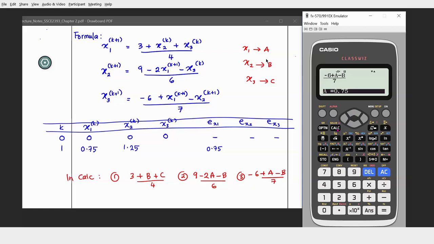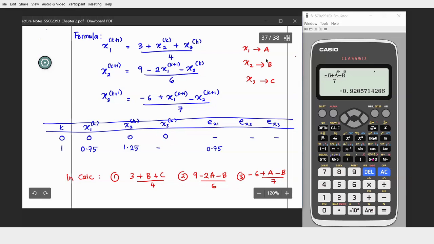Okay, the calculator asks what is your A. A is at the current stage, which is 0.75 in your calculator. What is B? B is now your current B, your current x2, which you already obtained just now, 1.25. So you put immediately 1.25. Okay? So you get negative 13, blah blah, which is negative, earlier I told you to use 3 decimal places, 0.929.